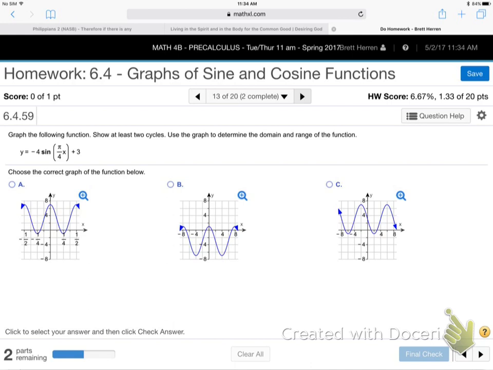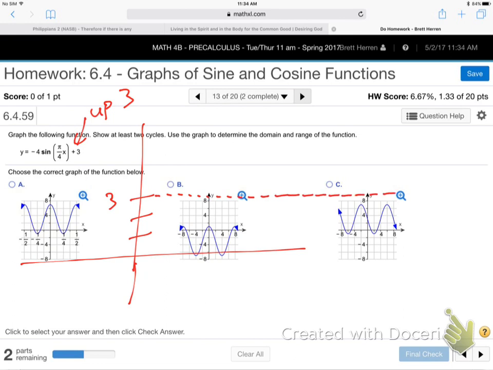What's that +3 going to do? Up 3, right? Because it's the same. It's up 3. So the midline for this one's going to be +3. And then from that new midline of +3, how far above that and below that? How far is the graph going to rise and fall above and below the midline? 4. That's the answer. Don't worry about the negative. That just means it's going to go down first, right?